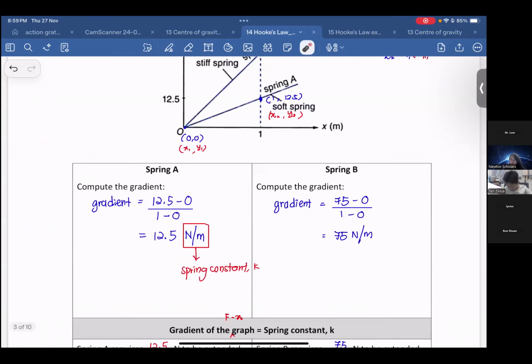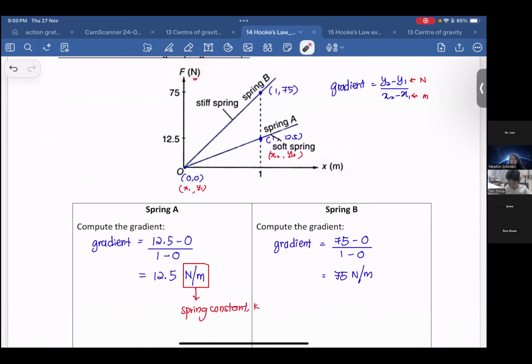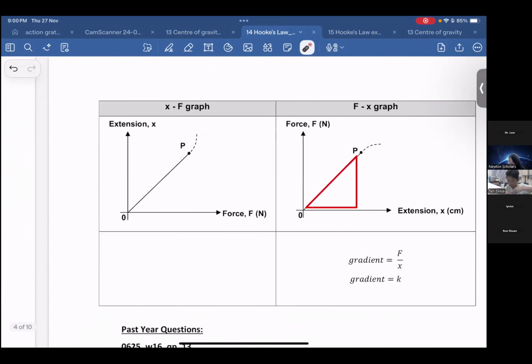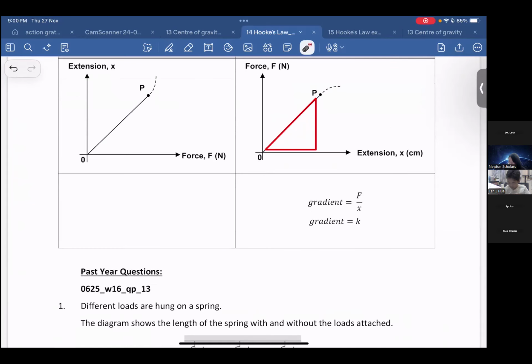So we found out that the gradient actually is the spring constant, because our spring constant is force divided by x. How do I know? F equals kx. I rearrange the k: k equals f over x. So when I find the gradient from this graph, I'm getting f over x exactly. So for the fx graph, when I'm finding the gradient, actually I'm finding the spring constant.